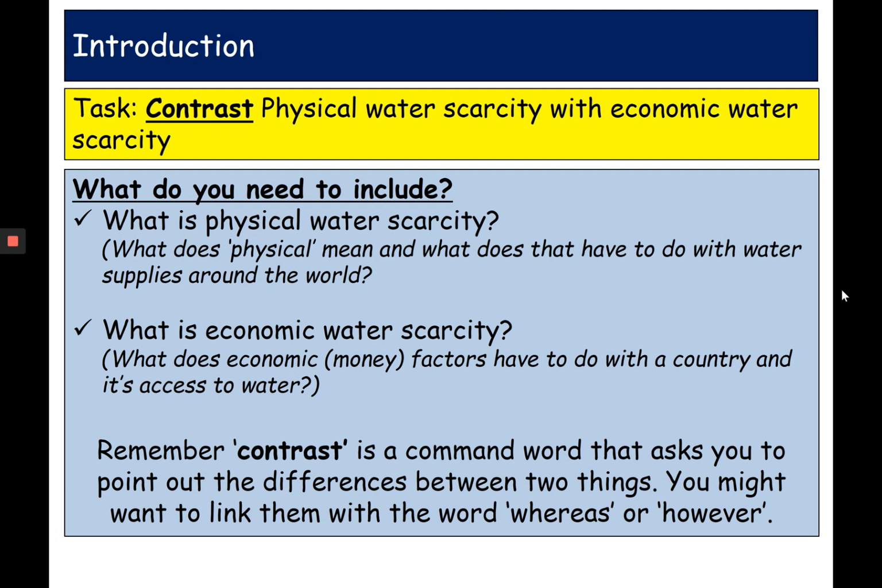Secondly, economic water scarcity. Well, hopefully you know that economic is linked to money. So money factors having to do with a country not having access to clean and safe water. It might be that countries that have economic water scarcity do have water, but it is not clean or safe enough to drink. So hopefully you're thinking low-income countries or newly emerging economies might be the countries that face economic water scarcity, where they simply can't afford to make the water that they have clean and safe to drink and use.